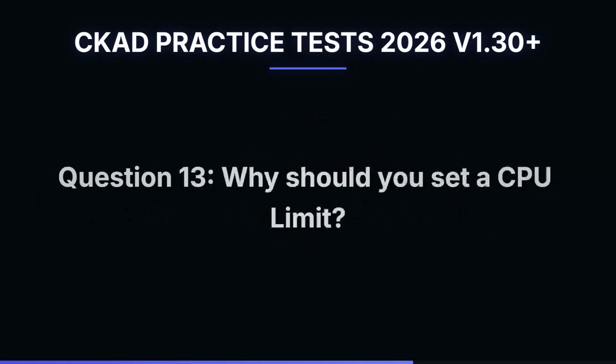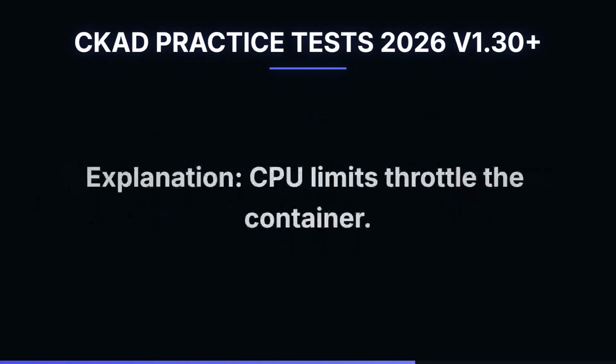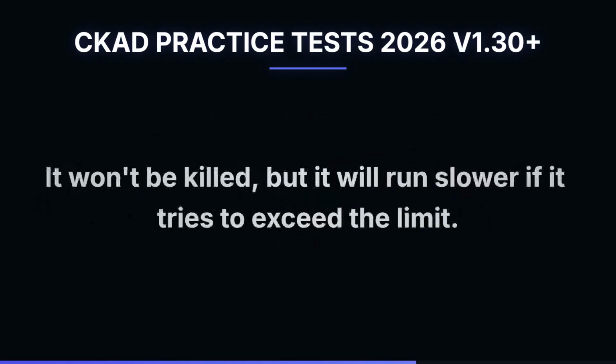Question 13. Why should you set a CPU limit? Answer: To prevent a container from using all the CPU on the node and slowing down other containers. Explanation: CPU limits throttle the container. It won't be killed, but it will run slower if it tries to exceed the limit.